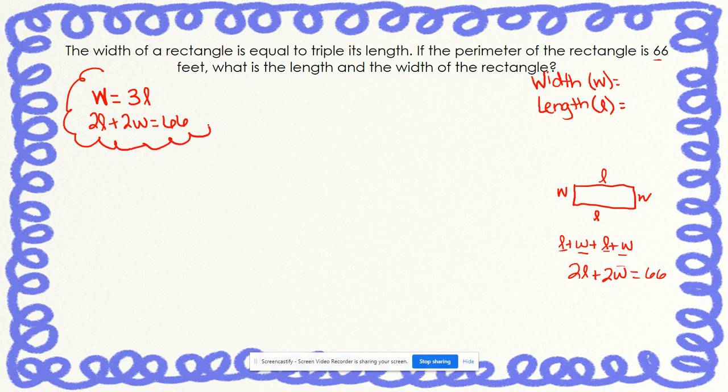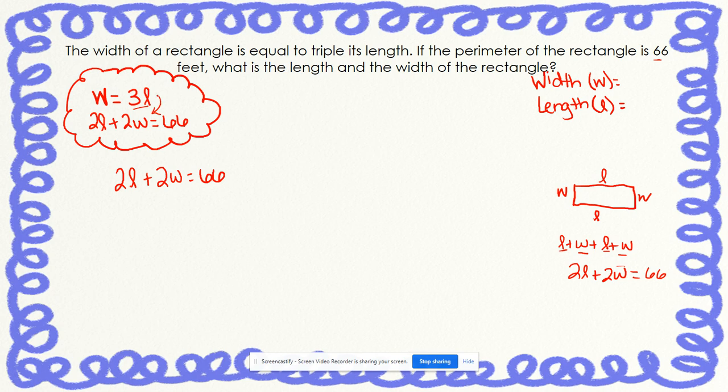And this is the system that we are going to solve. Now, when I look at this system, I notice that my first equation already has W by itself. So I'm going to use substitution, and I'm going to take 3L and substitute it in for W in the second equation. The second equation says 2L plus 2W equals 66.